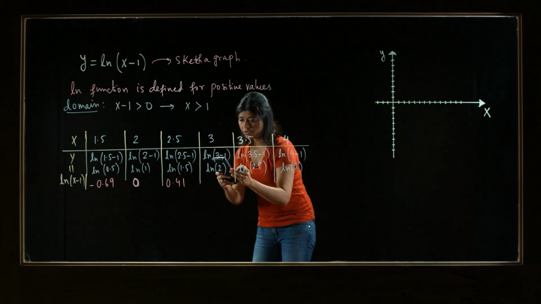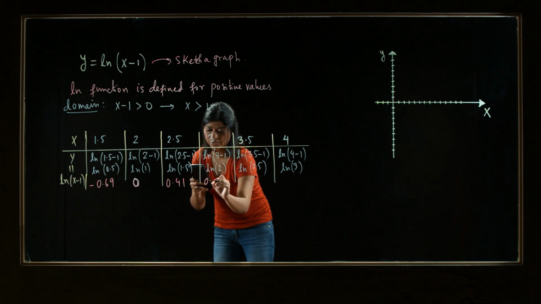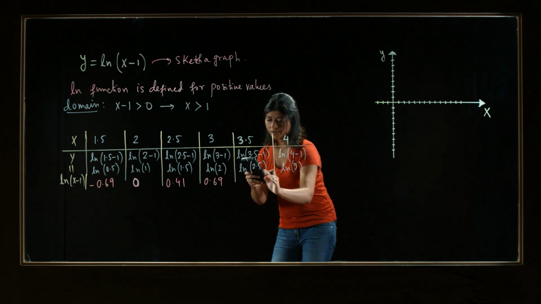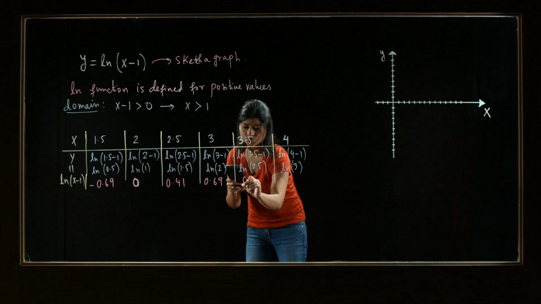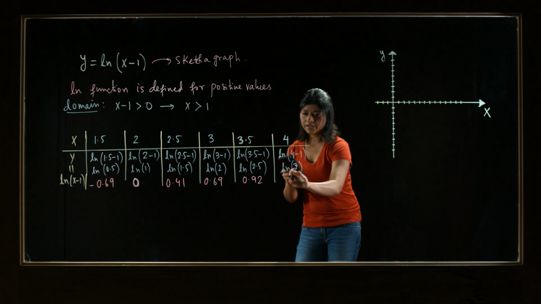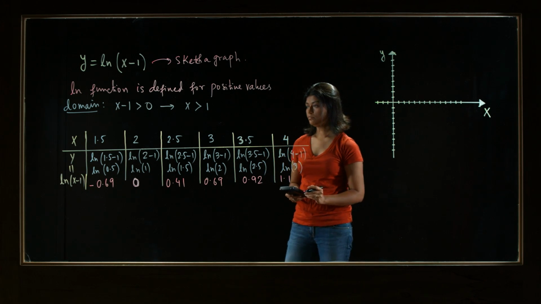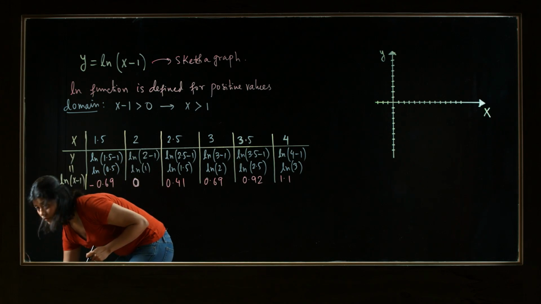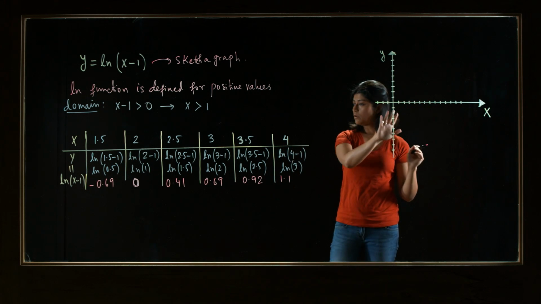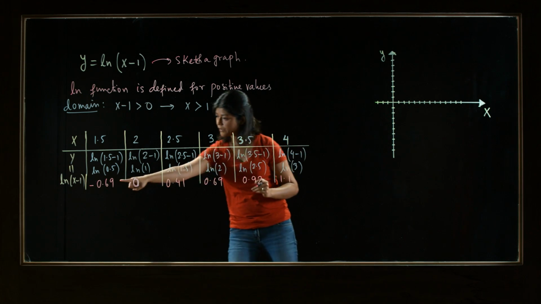When x is 3, you have to figure out the value for natural log of 2, and that is 0.69. For 3.5, we have to find out natural log of 2.5, and that is 0.92. For the last value, we have natural log of 3, which is about 1.1. So we complete our table, and let's plot these points on the graph on the xy coordinate plane and then graph it. Now look at our values.